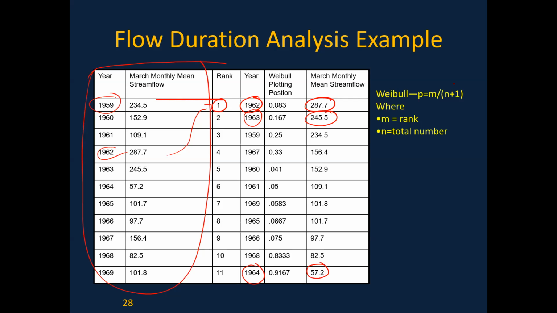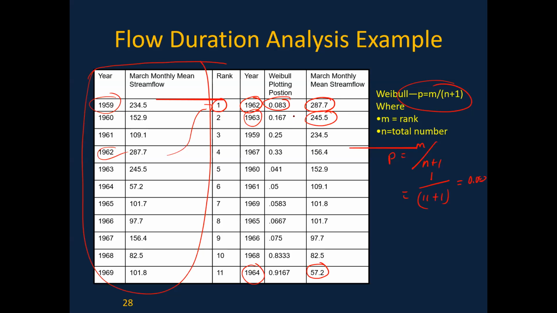Now I'm going to use the Weibull plotting position, which says that P is equal to the rank value M divided by N plus 1. We have M, which is the rank. The N plus 1 is 11 plus 1. So when I take the first rank for the 1962 data, that gives me a value of 1 divided by 11 plus 1. That gives me 0.083. You can see I've written it down here.